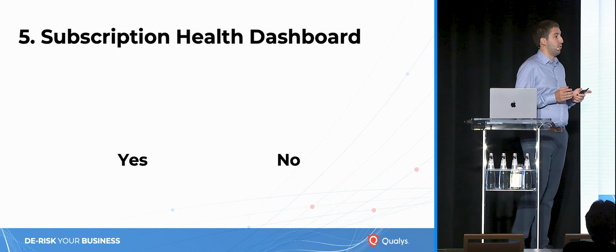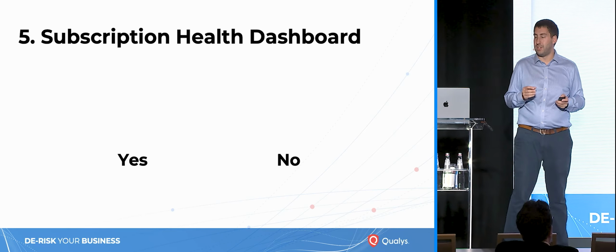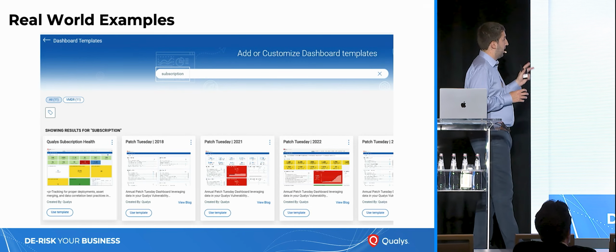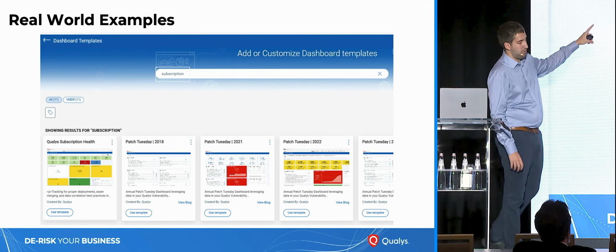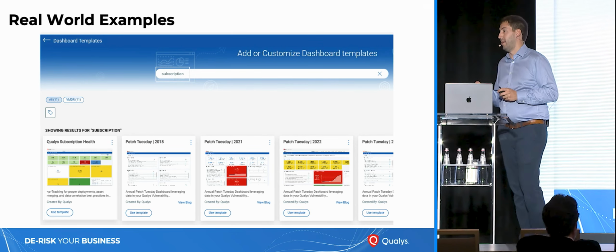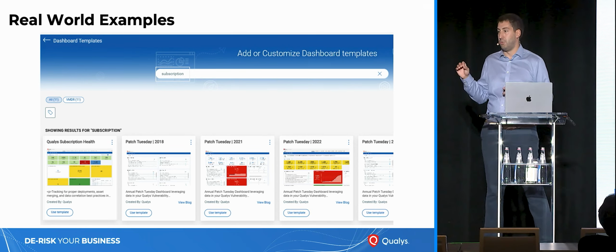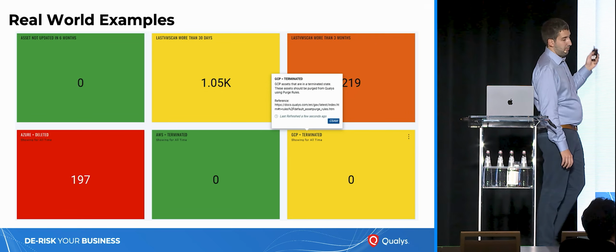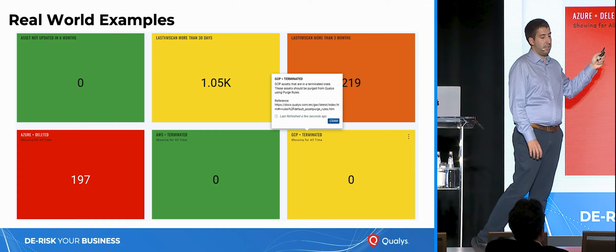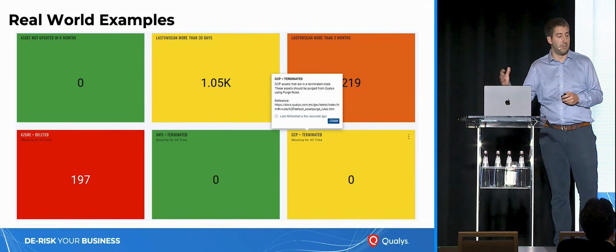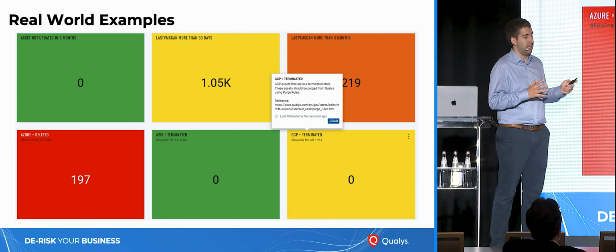If you're not using it already, if you don't already have it imported in your subscription, you can go into the dashboard templates under VMDR and get it imported. Search for subscription, you'll see it here, subscription health dashboard. Highly recommend, if you haven't got this already, do so. It's going to give you the information in terms of stale assets, so things that you can go in and remove because it's not been seen for 30 days, for 6 months, for 90 days. You can tweak it if you need to.